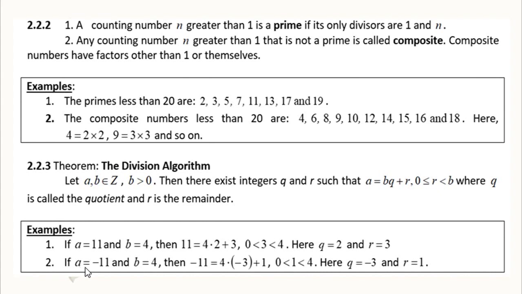Okay, another, if A is equal to negative 11 and B is equal to 4, then negative 11 is equal to 4 times negative 3 plus 1, where 1 is greater than 0 but less than 4. So here, your quotient is negative 3 and your remainder is 1. So when we say negative 11 divided by 4, the answer would be negative 3, remainder 1.